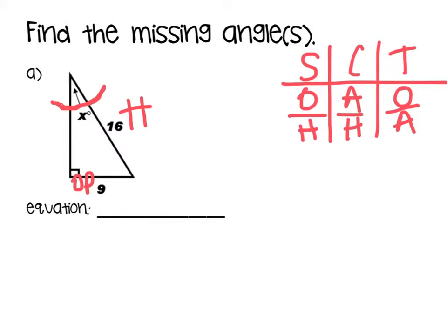So anyway, we have the opposite, which is right here, and we have the hypotenuse. So we have O and we have H. That is our sine trig ratio. So we have the sine of our angle, which here is x degrees, is equal to our opposite, which is 9, over our hypotenuse, which is 16.